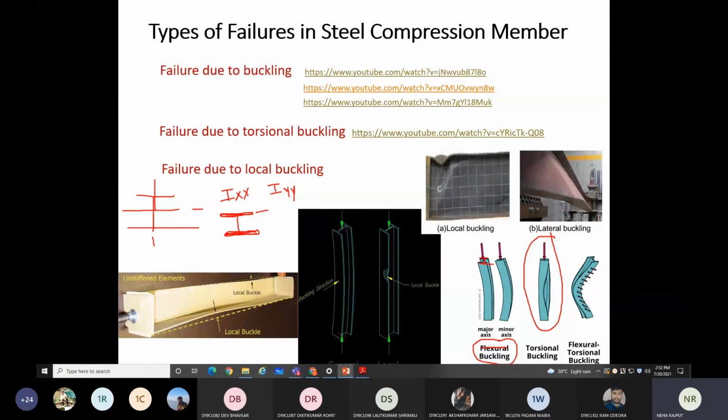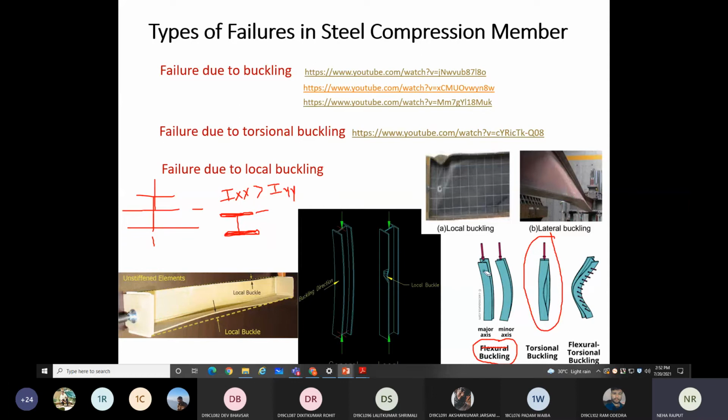IXX is more, IYY is less. So here in this case, you are applying the load. Due to this application of load, the behavior of the buckling with respect to the major axis and with respect to the minor axis is different.